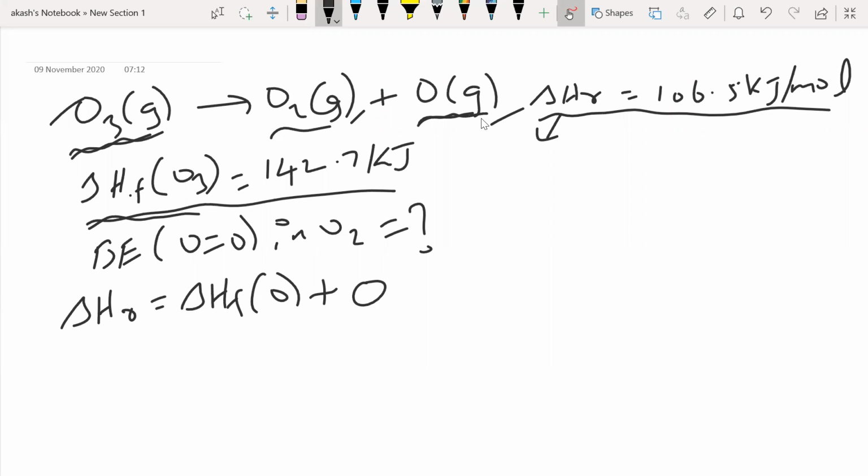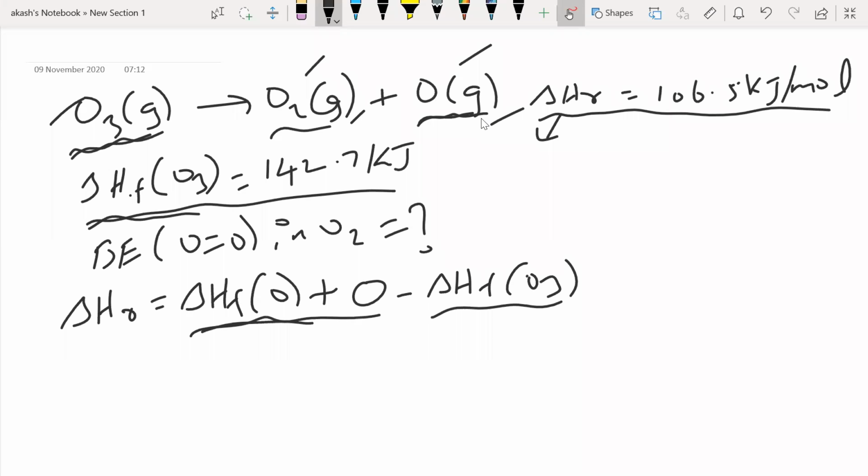So again, the products are over. Enthalpy of formation of O, which we don't know, minus enthalpy of formation of O3 gas. So enthalpy of formation of products minus enthalpy of formation of reactants. In the products, I have oxygen atom gas and O2 gas. For the oxygen atom we have to put some value, for O2 gas it's 0, and on the reactant side I have O3, ozone. Now this value is given to me.